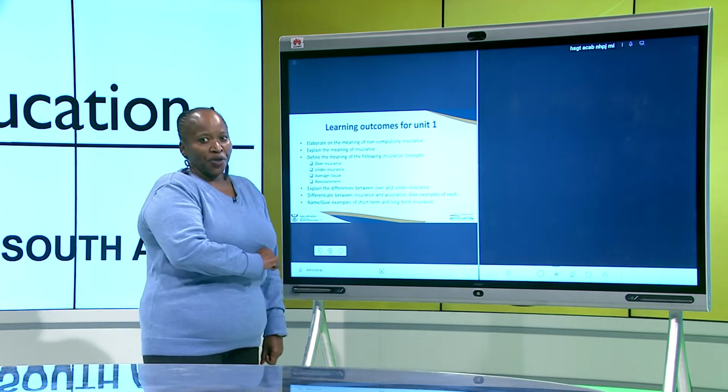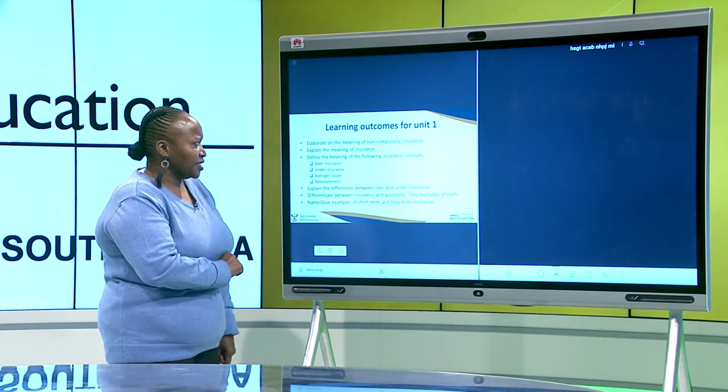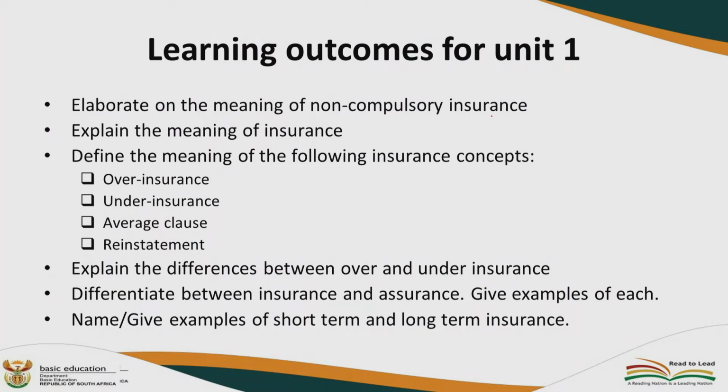You need to know the meaning of non-compulsory insurance. You also need to be able to explain the meaning of insurance, and define the following concepts: over-insurance, under-insurance, average clause, reinstatement. You also need to be able to explain the difference between over and under insurance. You must also be able to differentiate between insurance and assurance, as well as give examples of each.